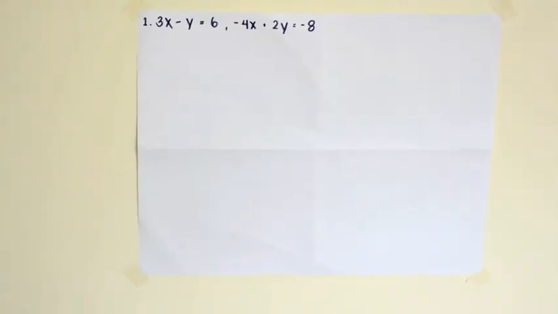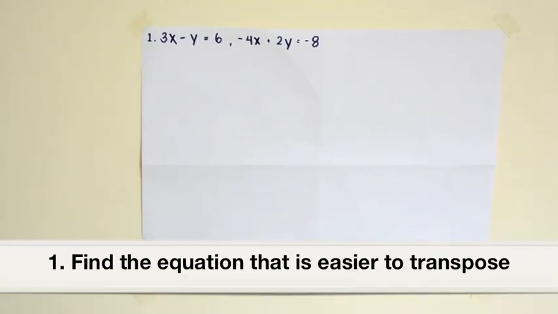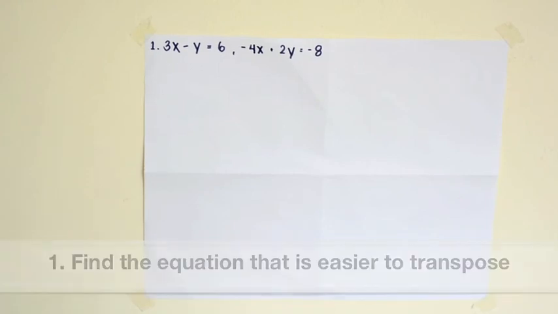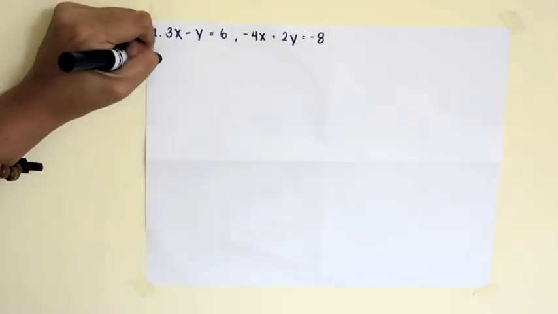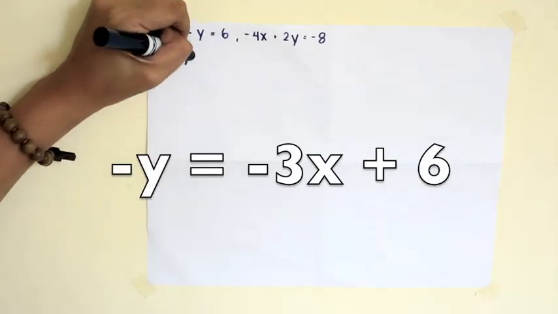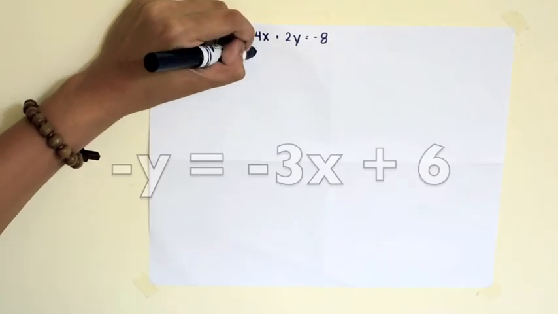Let's try solving using substitution method. First step in solving a linear equation using substitution method is by looking at the equation that is easier to transpose. Let's try transposing 3x minus y equals 6. So that will become negative y equals negative 3x plus 6.